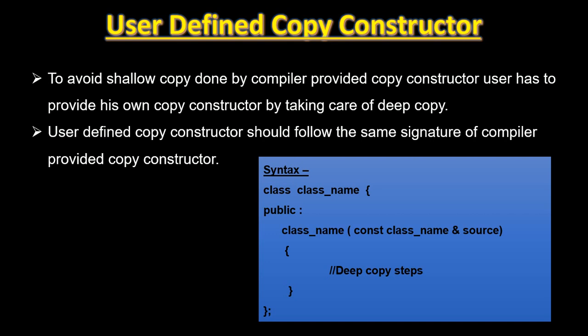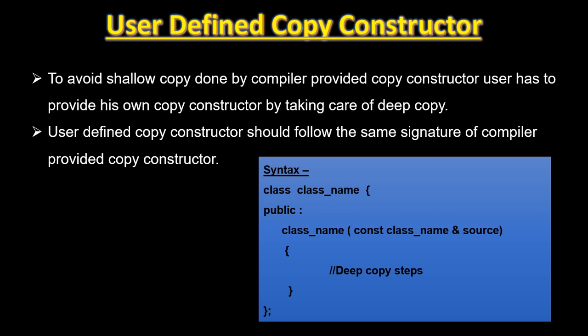If you don't have any pointer attributes in the class, and you are not dealing with heap memory, then the compiler provided copy constructor will do our job. But when we are talking about heap memory management inside the class, inside the object, the shallow copy done by the compiler provided copy constructor will create a lot of problems that we have already discussed. To overcome that, we have to take care of the deep copy steps in the user defined copy constructor.